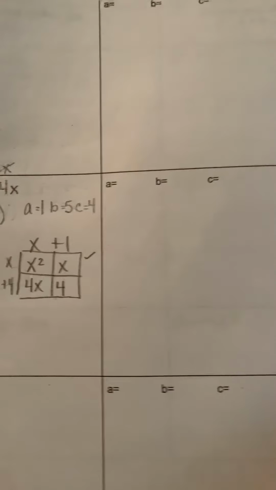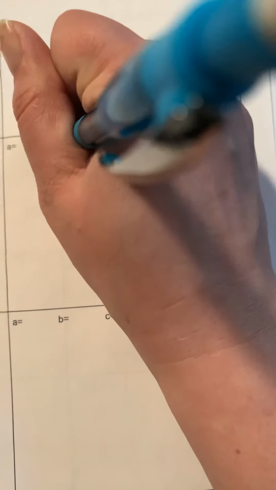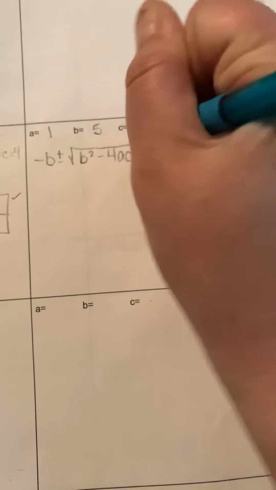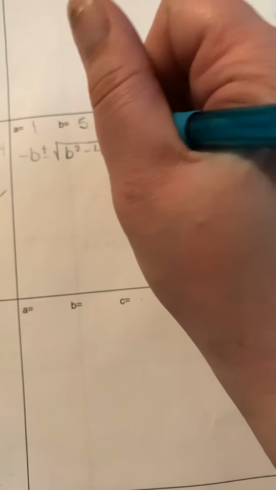Okay, then using the quadratic formula, we'll use our same A, B, and C's here. So 1, 5, and 4. So opposite of B, plus or minus the square root of B squared minus 4AC, all divided by 2a.